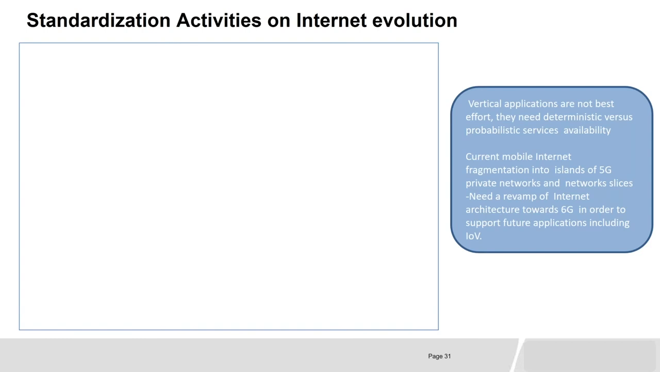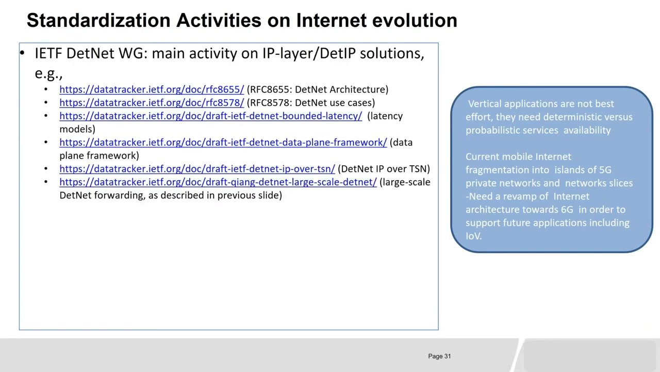So basically, when we are looking at these future vertical applications, they are not best effort. They need ultra low latency. They need very low packet drops, extremely low. And also they need deterministic versus probabilistic services. Now the current internet is really, and you may argue about this, packet switched, and it cannot offer deterministic services. I'll discuss that a bit.